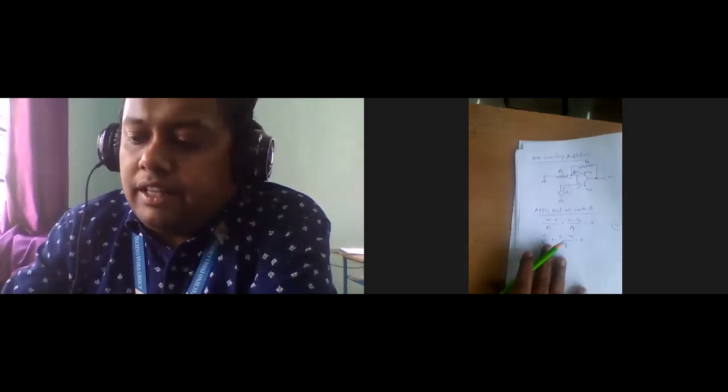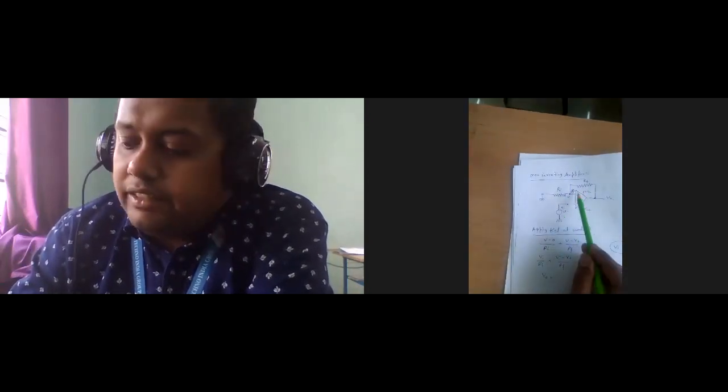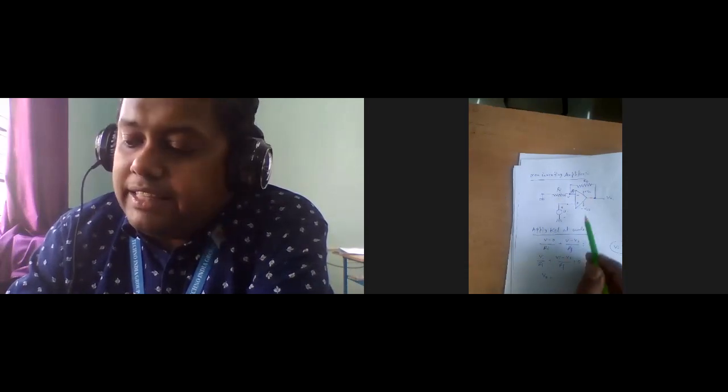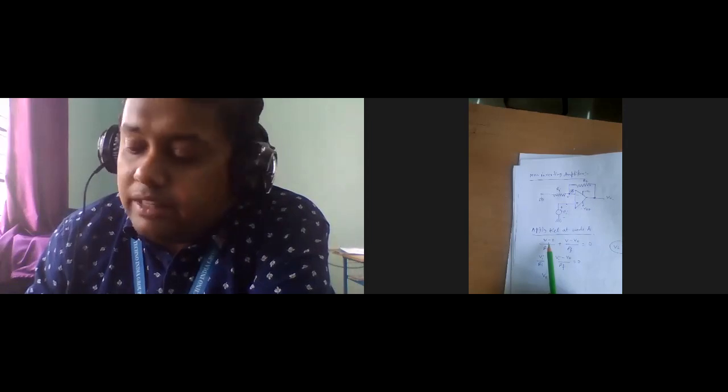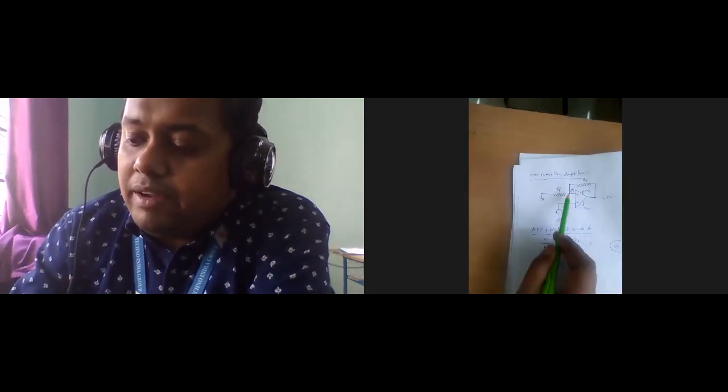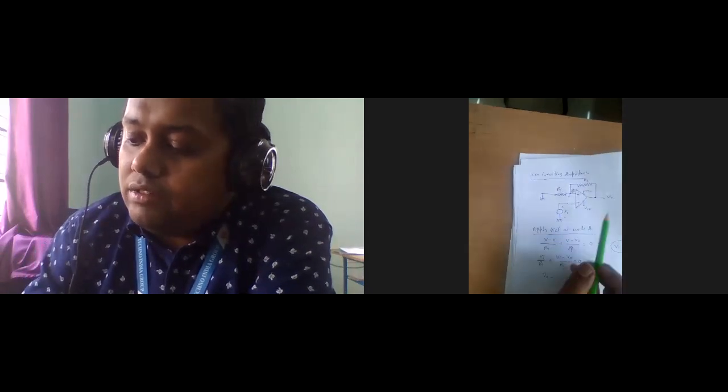So in this class, we will discuss the non-inverting amplifier. In this non-inverting amplifier, we will introduce this circuit, and here we apply KCL at node A. So in this node A, we write the KCL equation: (V minus 0) by Ri plus (V minus V naught) by Rf is equal to 0.